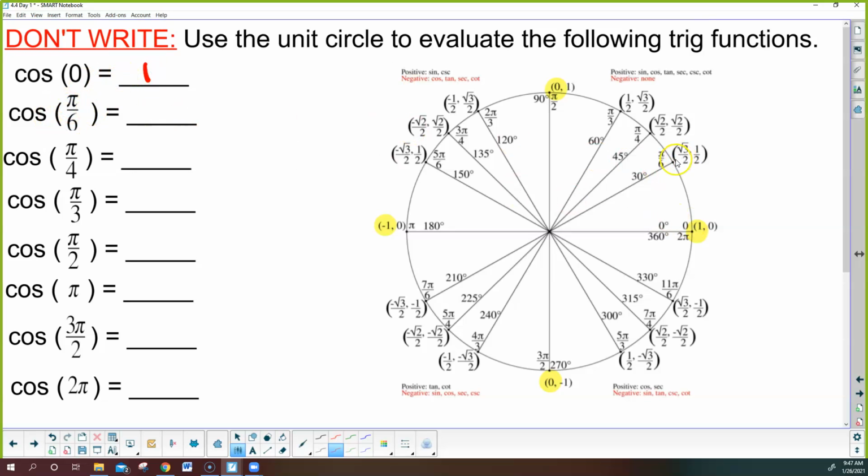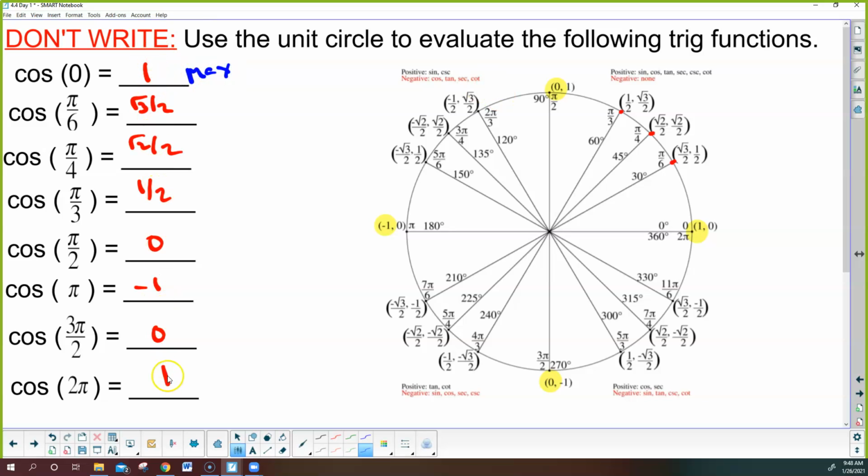when cosine is 0 or 2 pi, my y value is 1. So what is it at pi over 6? Well, pi over 6 is right here, and the x value is square root 3 over 2. What is cosine at pi over 4? That's square root 2 over 2. What is cosine at pi over 3? That's 1/2. What's cosine at pi over 2? Now I'm just hitting those quadrantial angles, so pi over 2 is 0. Cosine of pi is -1. Cosine of 3 pi over 2 is 0. And cosine of 2 pi brings me right around the circle. We're back at 1.